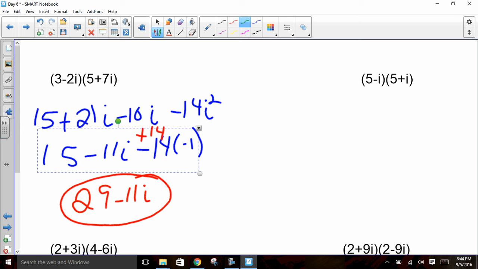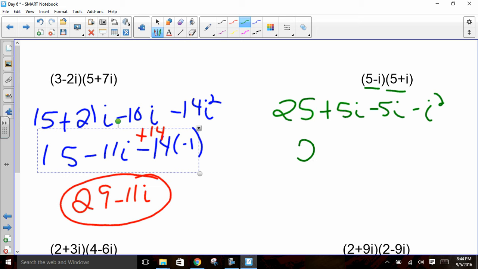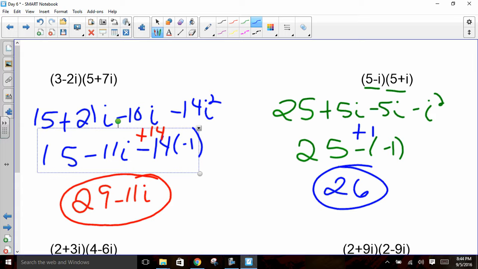All right, if you notice I've got the same stuff, so I should anticipate my stuff in the middle canceling out. So I get 25 plus 5i minus 5i. Oh, hey, look, there it is. Minus i squared. So I get 25 minus negative 1. Well, negative 1 times negative 1 turns into plus 1. So I get 25 plus 1, which is just a grand old 26.